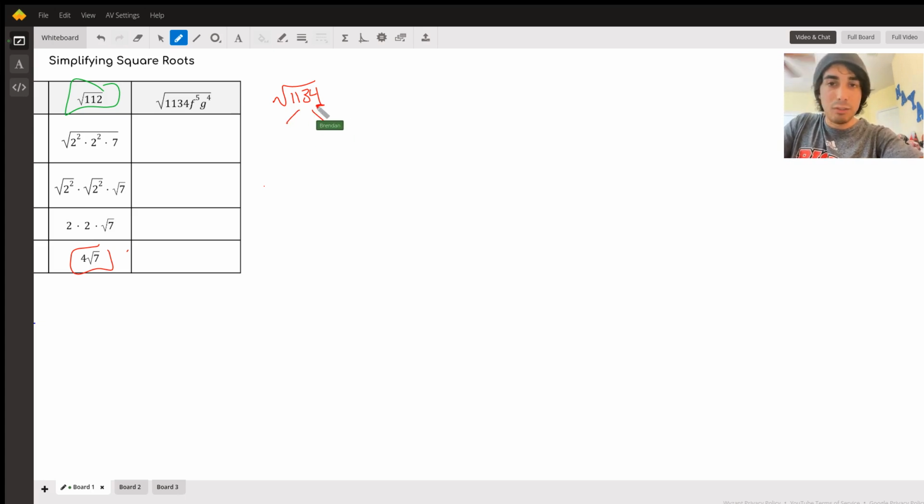All right, again, it ends in 4. It's an even number, so we can divide it by 2. So it's going to be 2 times 567. All right, well, 567 doesn't divide by 2, so we're going to have to try something else. So maybe try dividing it by 3. So 567 divided by 3 is going to give you 189.